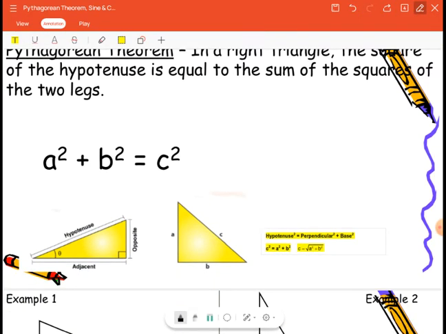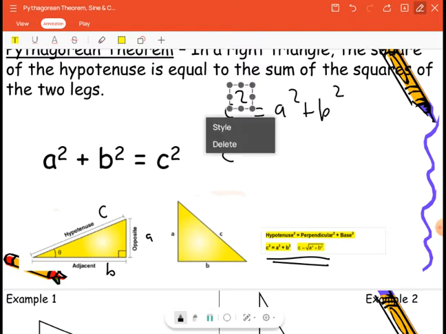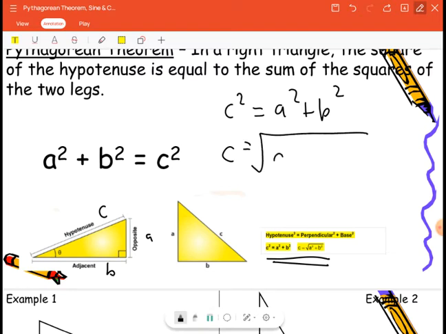Itong nandito sa baba, ito yung derived formula. Usually yung hinahanap natin ay hypotenuse where is C, kunyari. Yung opposite ay A, kunyari, and adjacent is B. So C squared is equal to A squared plus B squared. Pwede din naman natin siyang ilipat yung squared into the other side, and this would be equal to the square root of A squared plus B squared. Para madali.